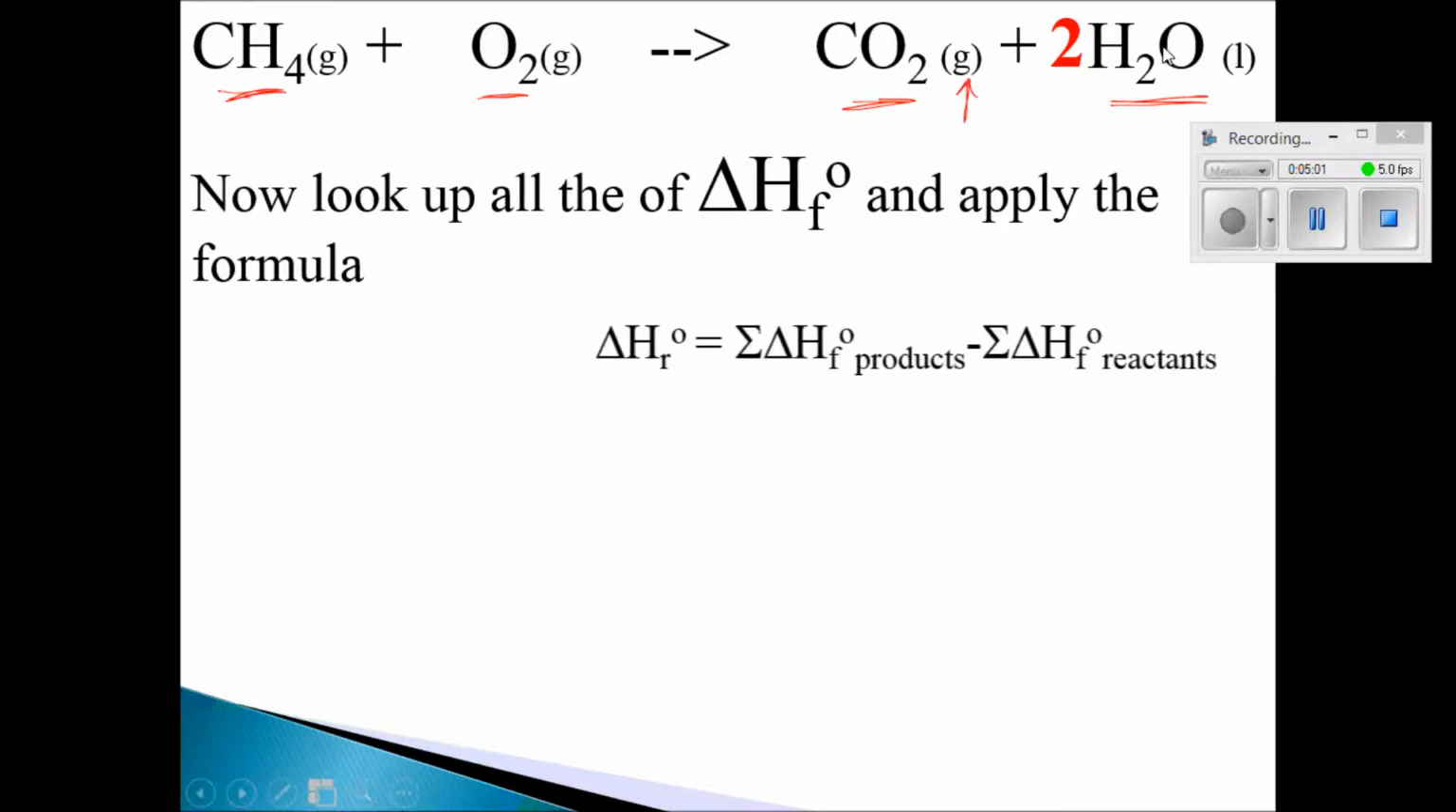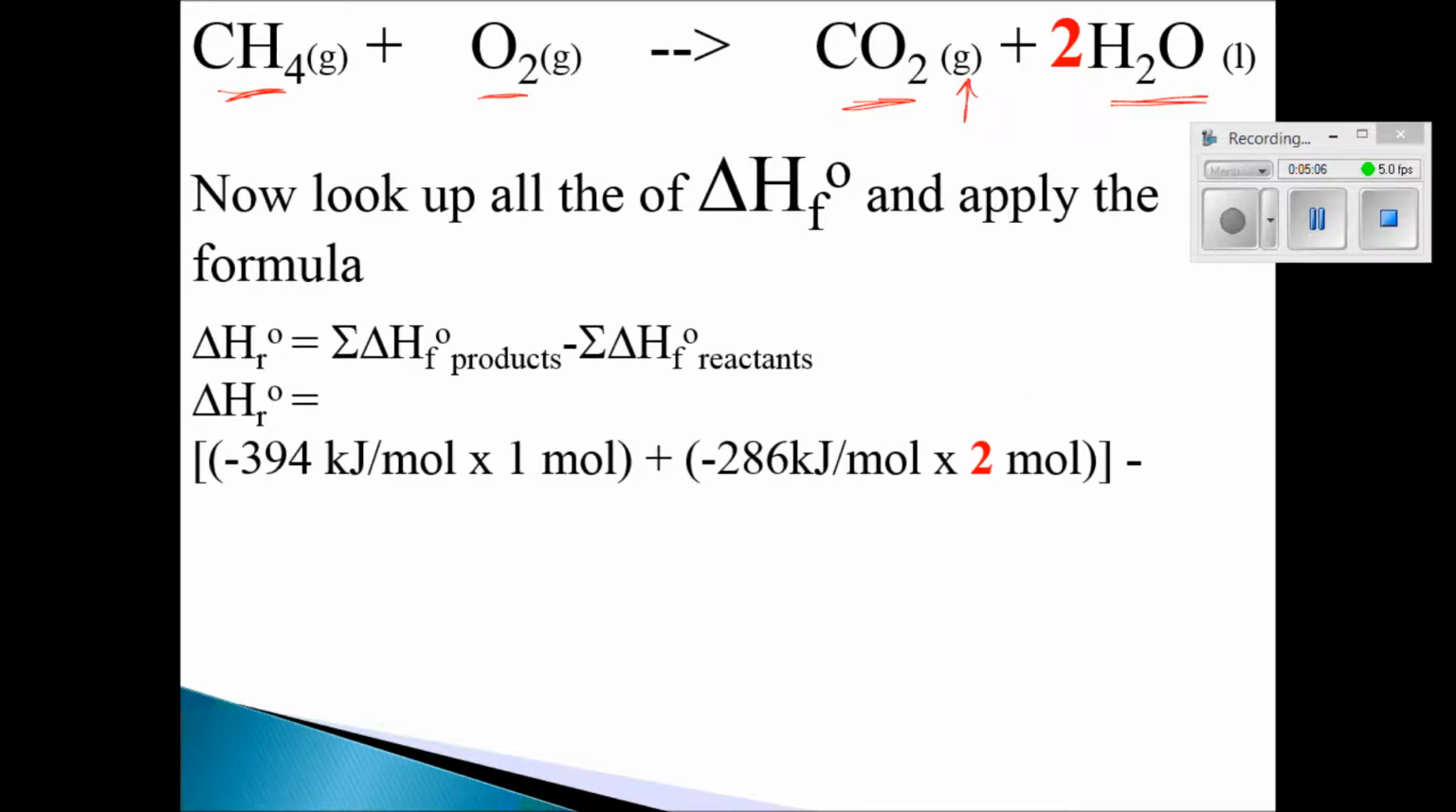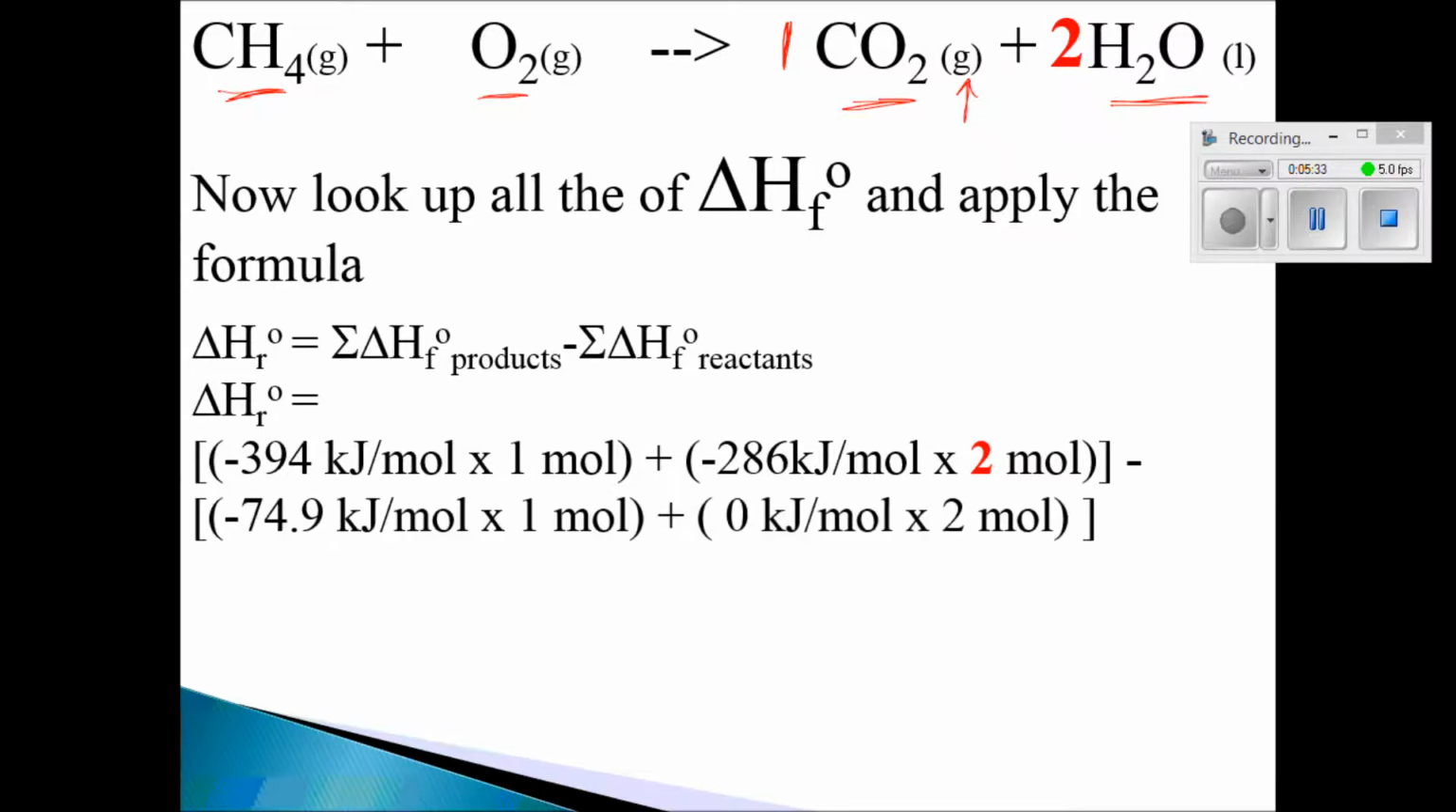So what we do is we multiply the heats of formation for my products. For CO2 gas, it's negative 394 kilojoules per mole. We happen to have 1 mole in front of it, so we multiply it by 1 mole. Then we add it to the heats of formation of water, liquid, which is 286 times 2. So this is the heats of formation for all my products. And I'm going to subtract that from the heats of formation of my reactants.